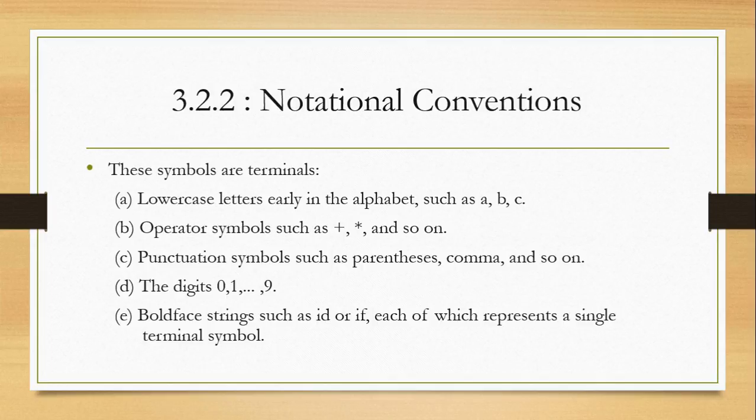Notational convention. These symbols are terminals: lowercase letters early in the alphabet such as a, b, and c; operator symbols such as plus, asterisk, and so on; punctuation symbols such as parentheses, comma, and so on; the digits 0, 1 to 9; and boldface strings such as id or if, each of which represents a single terminal symbol.